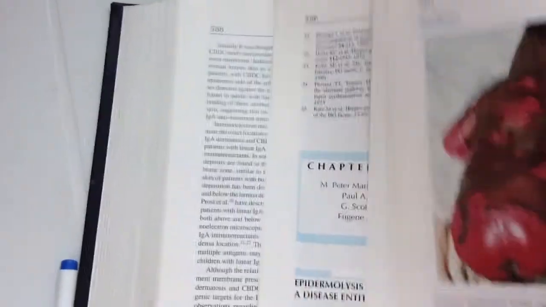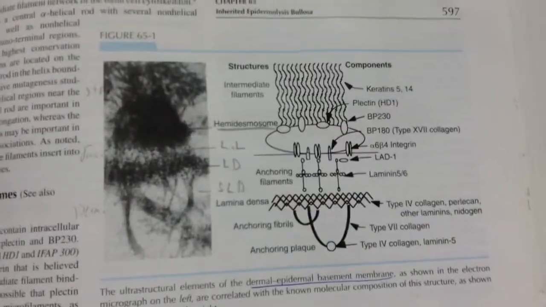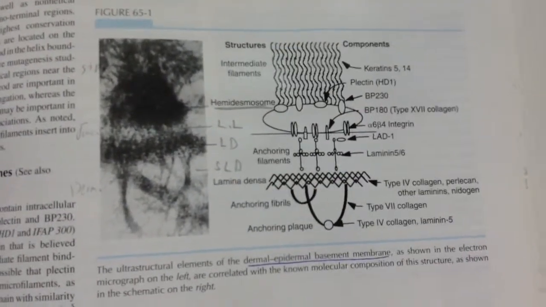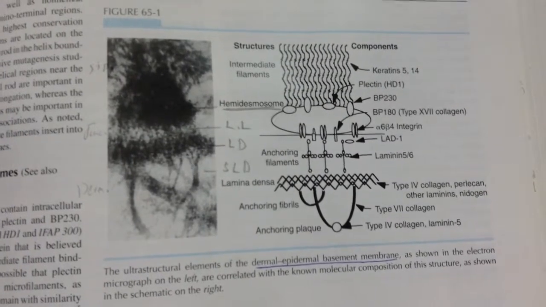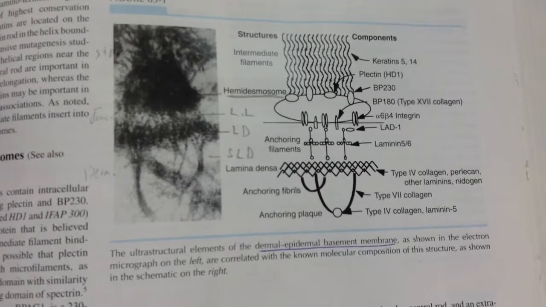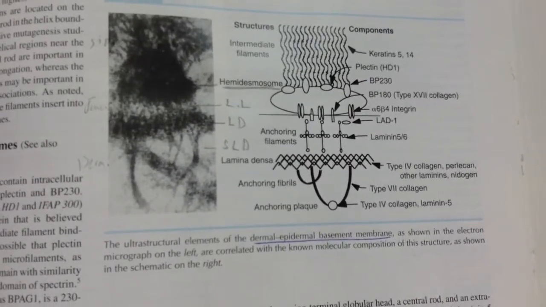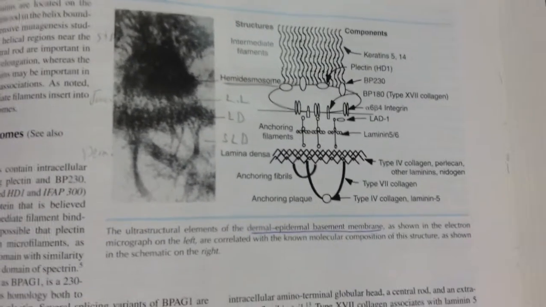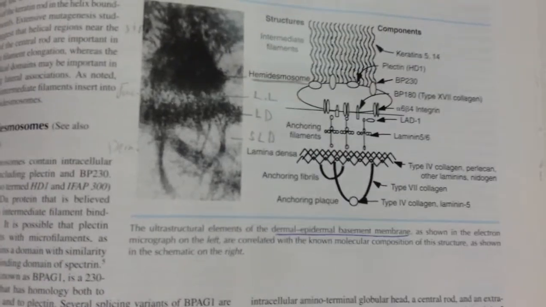This is also in the investigations, by electron microscopy we see the level of splitting. In simplex it is in the epidermis, and in the junctional it is in the lamina lucida, and in the dermolytic it is in the sublamina densa.